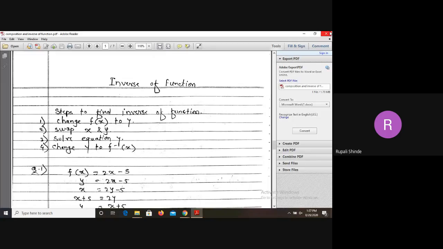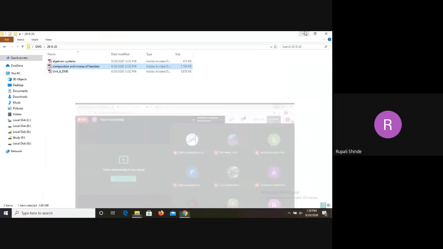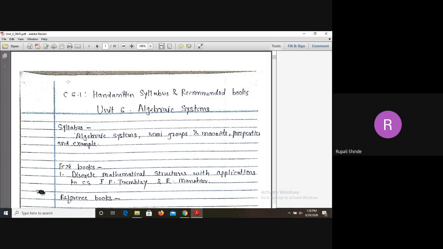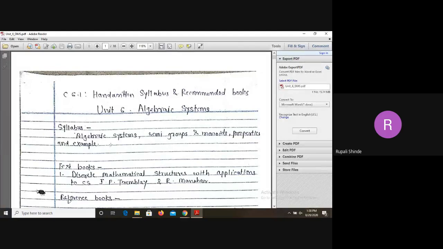Now we will switch towards unit number 6. Unit number 6 is algebraic systems. In that we have to see what is an algebraic system, semigroup, monoid, properties and examples of semigroups and monoids. So this chapter is also not lengthy. We will cover this within 15 days.